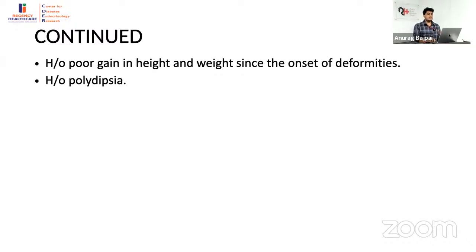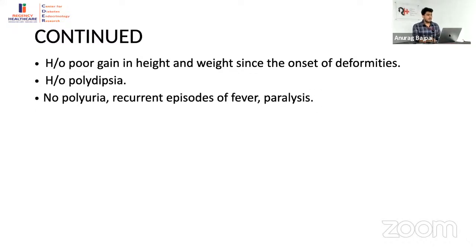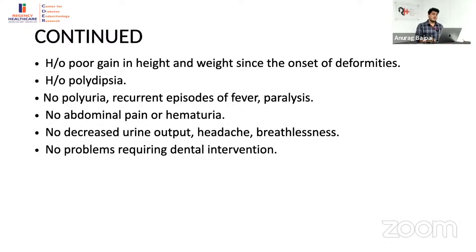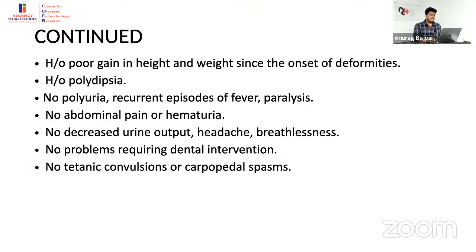When we probed the history, they told us that he was actually drinking more water when compared to the other children at home. There was no polyuria, recurrent episode of fever or paralysis. There was no history of abdominal pain or hematuria, ruling out the possibility of nephrocalcinosis. There was no decreased urine output, headache, or breathlessness, to rule out CKD with hypertension complications. No problems requiring dental interventions, to rule out the possibility of hypophosphatemic rickets. And there were no tetanic convulsions or carpopedal spasms, to rule out the possibility of VDDR.